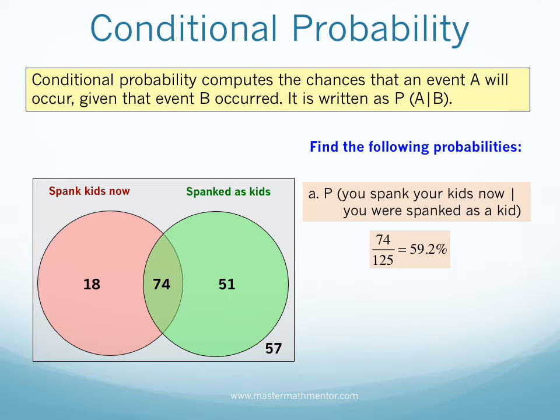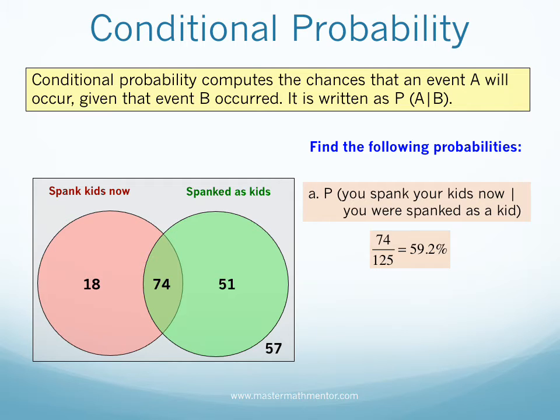We now examine conditional probabilities. These are similar to conditional distributions studied earlier in the slideshow. Conditional probability computes the chances that an event A will occur given that event B will occur. It is written as P(A|B) and read as the probability of A given B. The given condition is B.